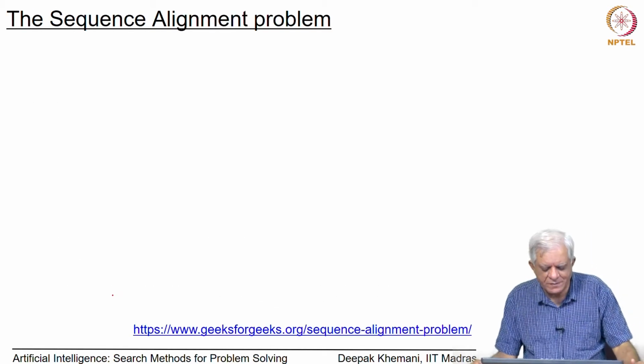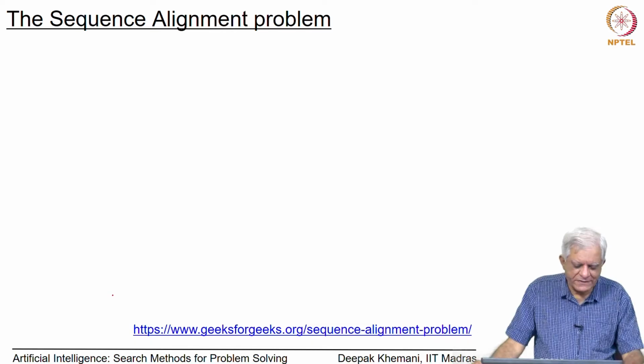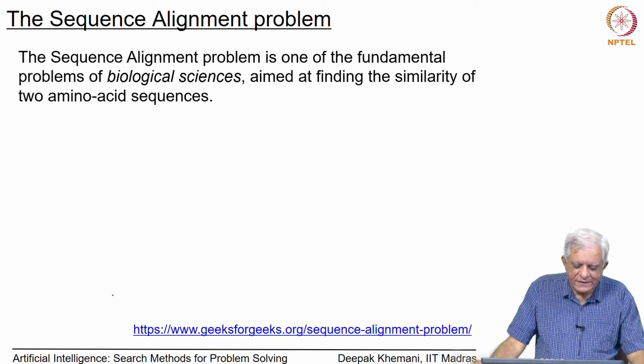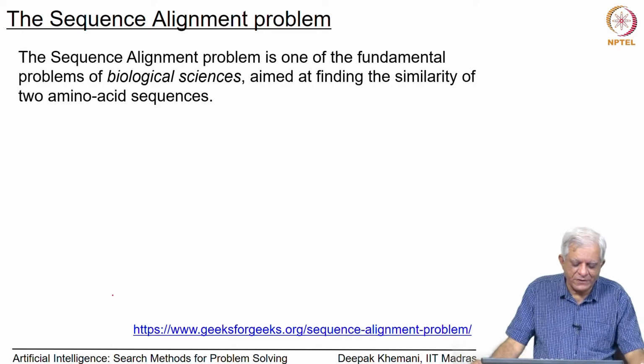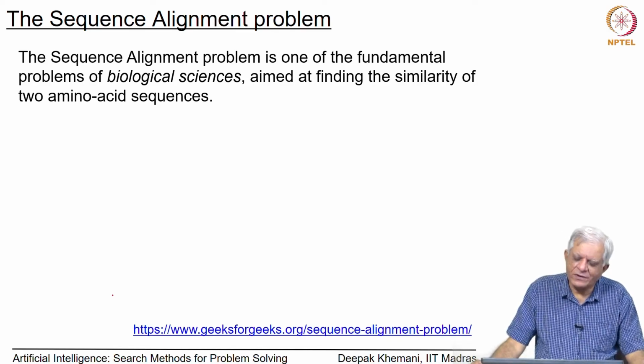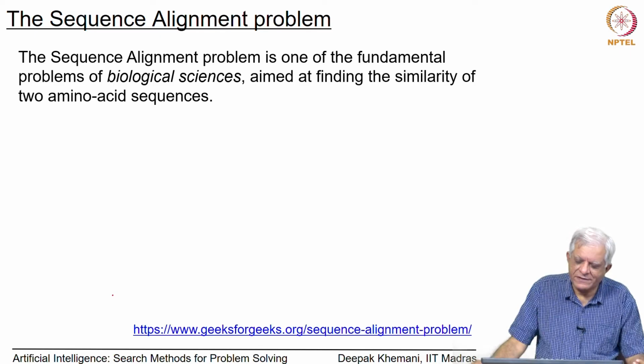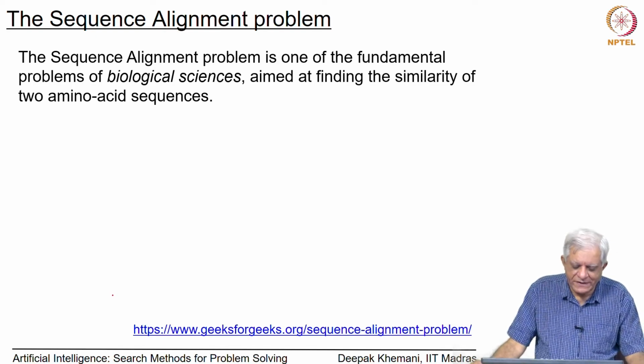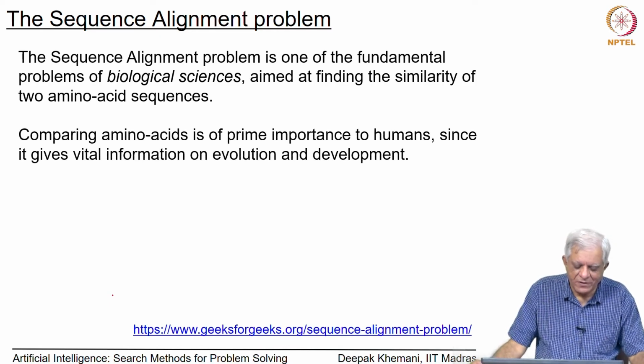So, what is the sequence alignment problem? The sequence alignment problem says that if you want to find the similarity between 2 amino acid sequences, what you need to do is to align them together, in some sense lay them side by side and see how you can align them so that the matching is the best essentially. And as we have said, this is a fundamental problem which comes from the biological sciences, and the aim is to find the similarity between 2 such sequences, amino acid sequences.